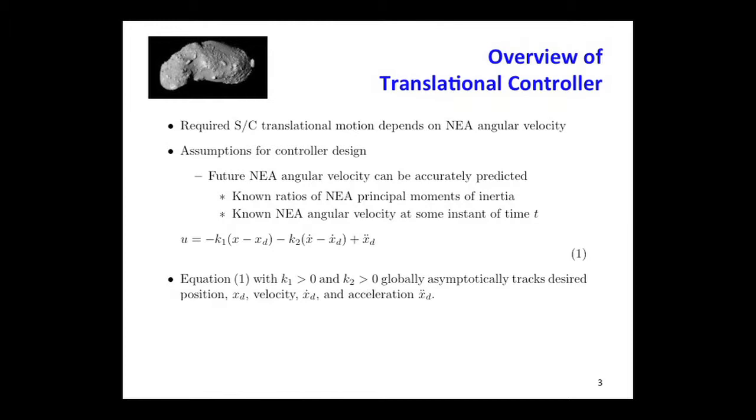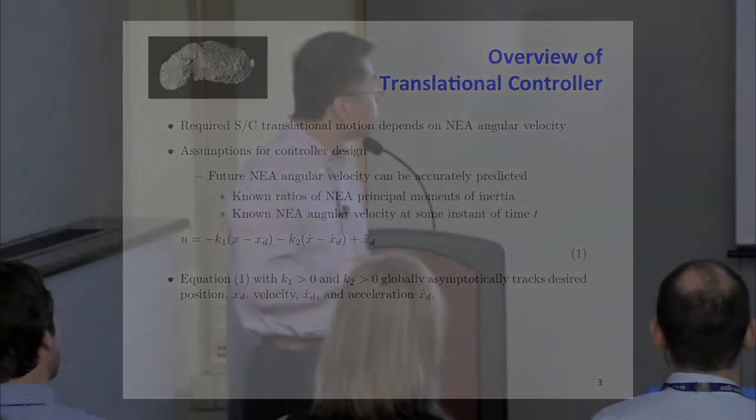We here assume that you can predict the angular velocity and attitude of the asteroid in the future, at least in the near future. So that requires us to have 2 more assumptions. One assumption is to know the ratios of the principal moments of inertia of the asteroid, and also to know the angular velocity of the asteroid at some instant of time. These are very idealized assumptions. Carlos is going to talk about the challenges associated with identifying these quantities later on.